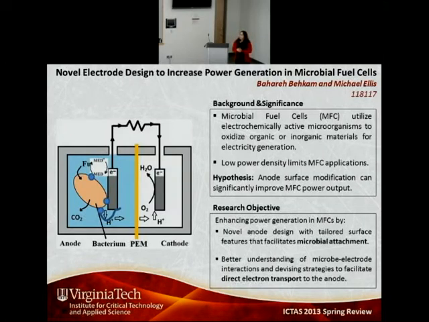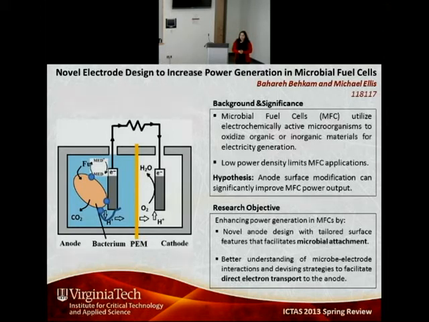A very brief introduction to microbial fuel cells. These are fuel cells that utilize exoelectrogenic microorganisms in order to oxidize organic or inorganic substance and generate power. They are a compact, portable, and sustainable source of energy, and they are projected to be useful in applications that have to do with miniature vehicles, remote monitoring, and deep sea sensing.